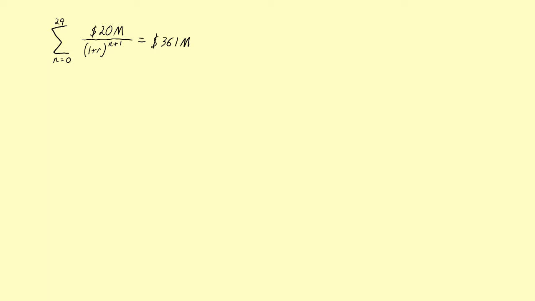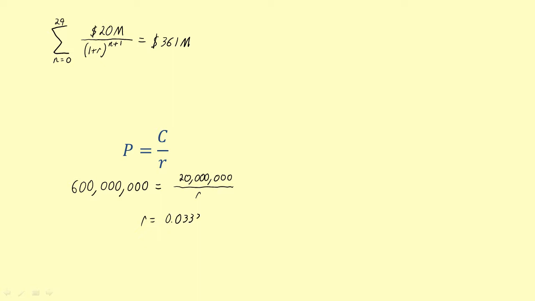Notice that this is similar to a basic geometric series, so we know it converges to (1 plus r) over r. We also know that the present value P is equal to the payment C over the interest rate R. We know that the payment is 20 million, and we know that P is 600 million, so we have 600 million equals 20 million over R. This gives us a rate of about 0.0333 or 3.33%. This is a pretty conservative interest rate indicative of relatively safe investments.